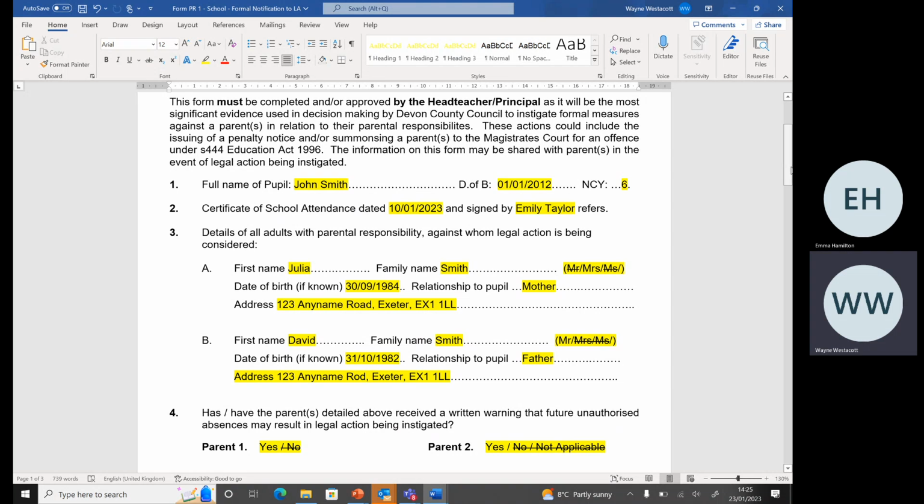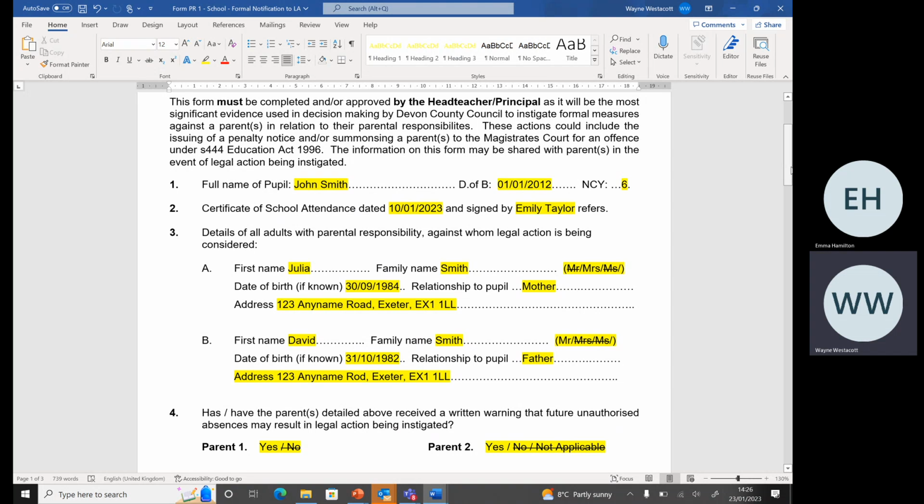You would also have a certificate of school attendance, which would be signed by the head teacher and dated by the head teacher. So pop that in there. We find most of the time they are completed on the same day. That's the PR3 form, also known as the head teacher certificate.